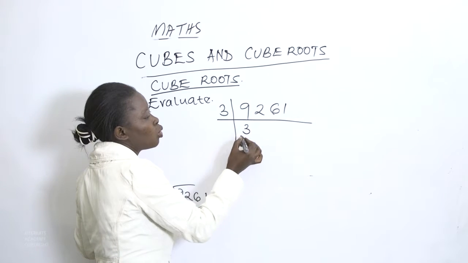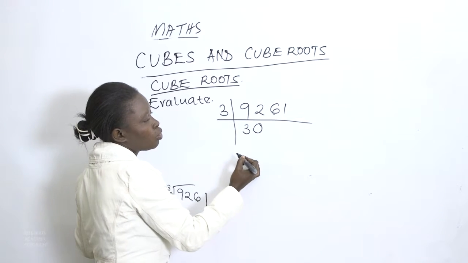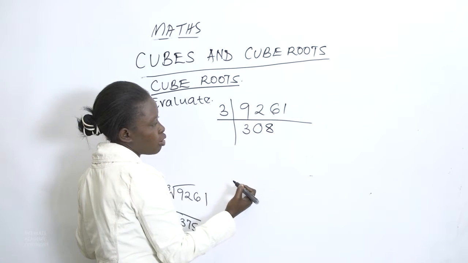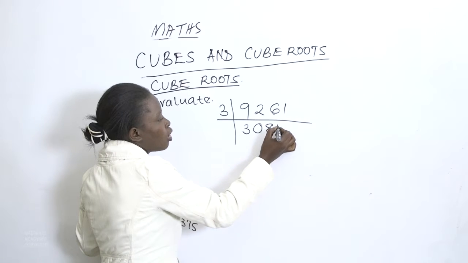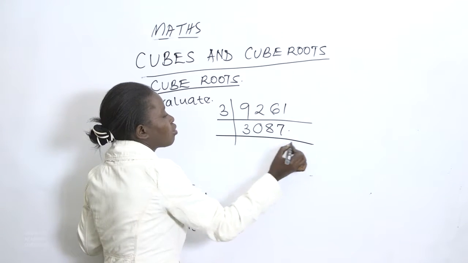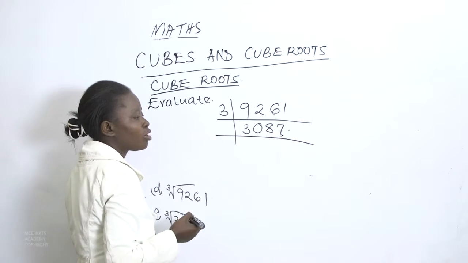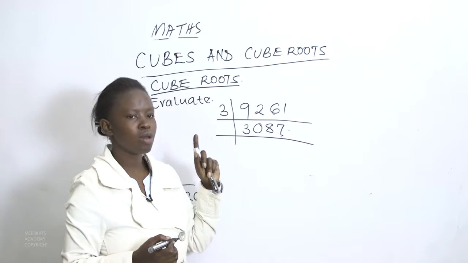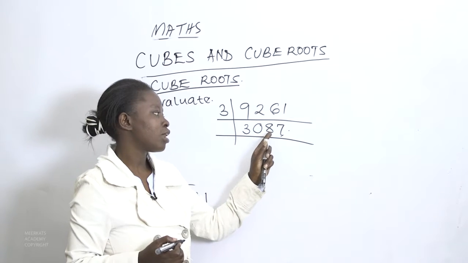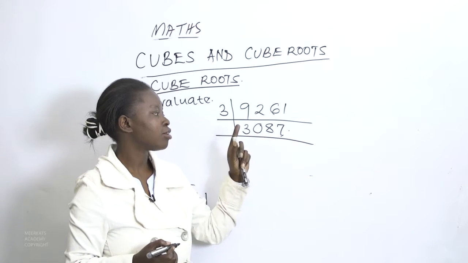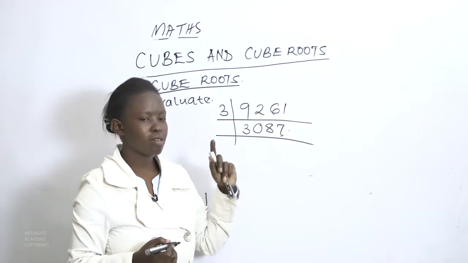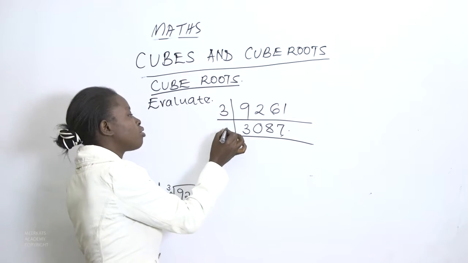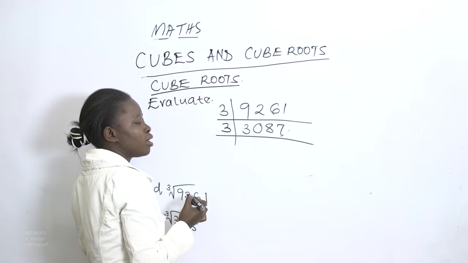3 into 2, we have 0. 3 into 26, we have 8 because of 24. So we are left with 2 into 21, we have 7. Automatically 2 is not a prime number. So we are still with 3. Let me confirm. 3 plus 0 is 3. 3 plus 8 is 11. Then 11 plus 7 is 18. So 18 is a number that is divisible by 3. So it means my next prime number is still 3.